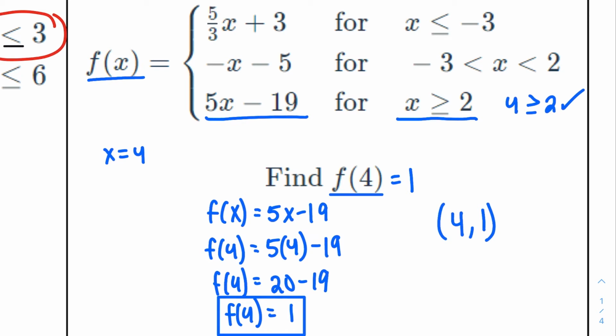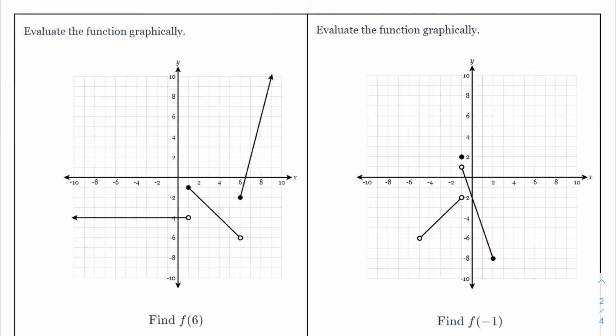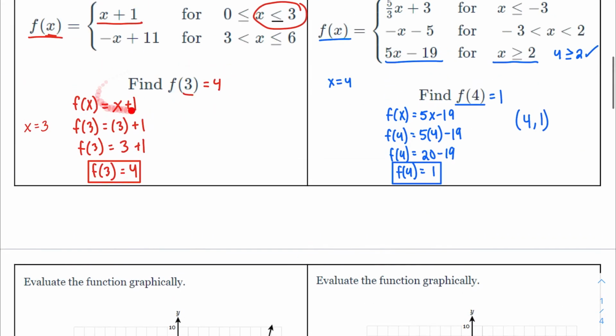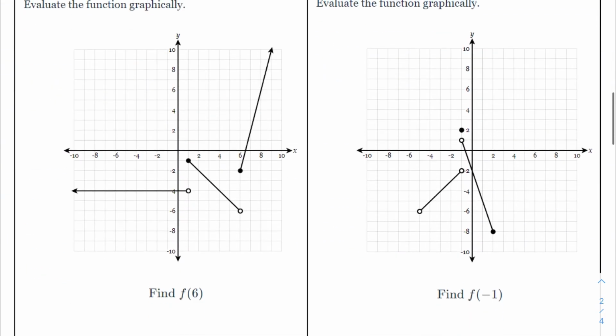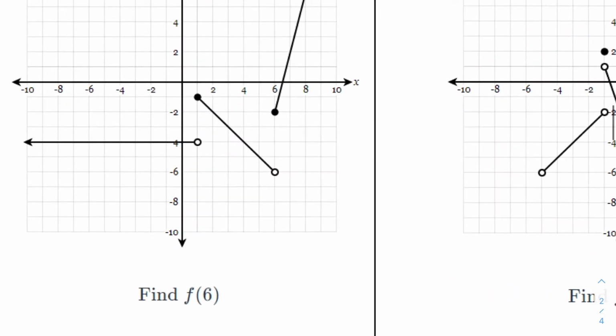All right, our x value and our f of x value, also known as your y. All right, evaluate this function graphically. So we're asking a similar thing to this, but now instead of having to plug into the piece, we're looking at it on the graph. So find f of 6. That means x is equal to 6.